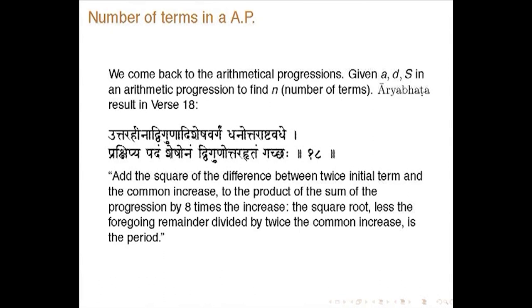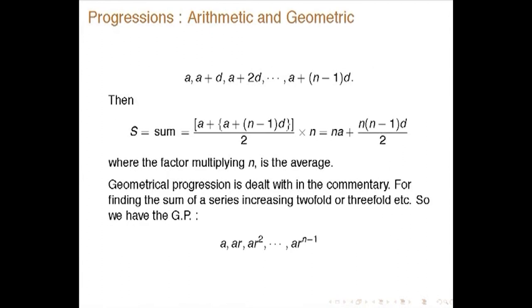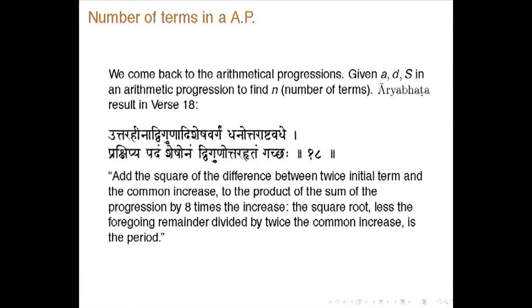The number of terms is given, again it is a result which is given in Aryabhatiya, which probably Professor Ramasubramanian will explain in greater detail. So you have clearly seen earlier the expression for S, right. S is quadratic, so if you know N, A and D you can find S, but suppose you know S, D and A, to find N clearly it is a quadratic equation. The solution is first given in Aryabhatiya. So here he is giving the same thing, couched in this verse.